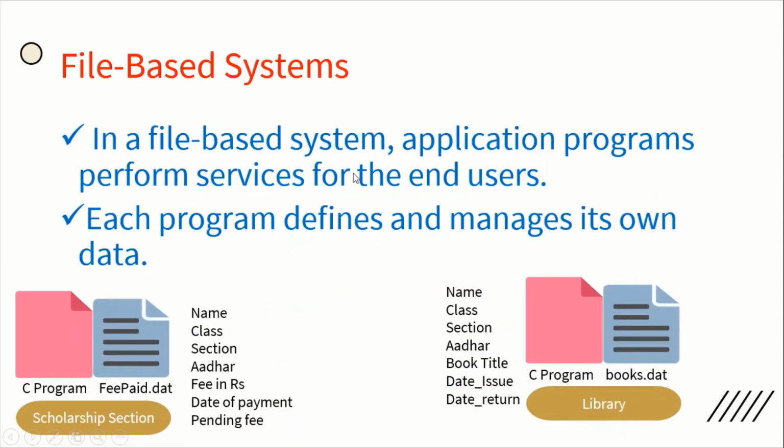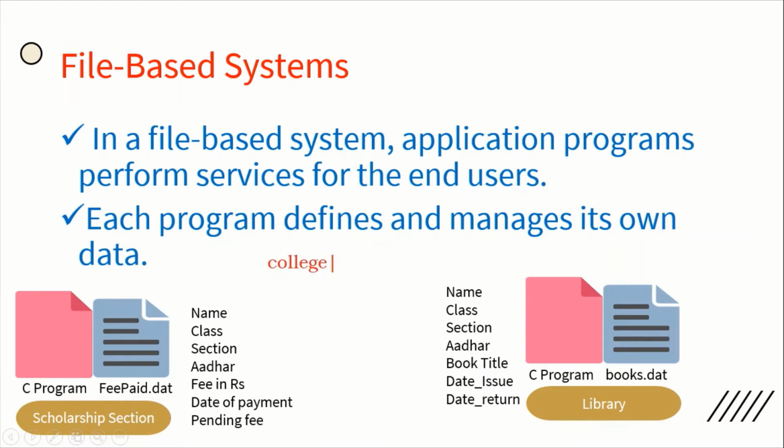Now, in a file-based system, application programs perform services for the end users. Just now I told you application programs means the programs which we write, in C, C++ and Java, right? By using these programming languages, we write programs. Those are called application programs. Then each program defines and manages its own data. Here I gave one example. Let us take our college as an example.